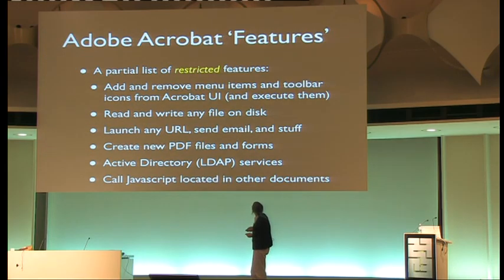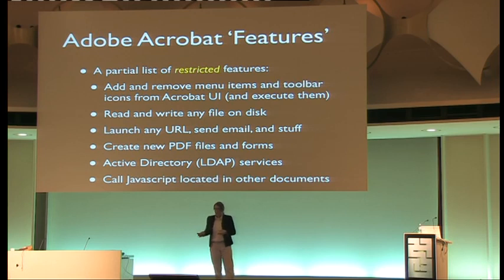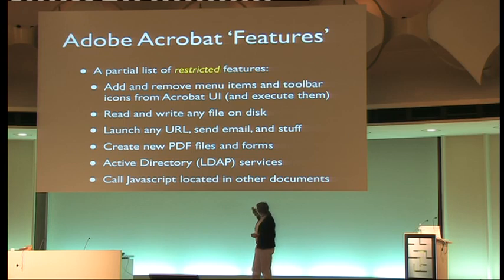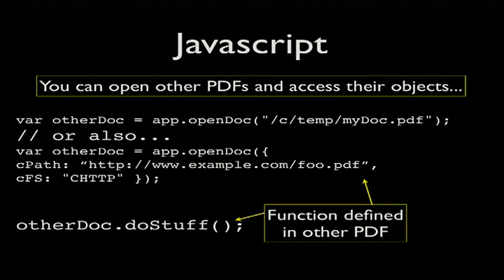So, in older versions, like 1.5, there was a whole bunch of stuff you could do from the JavaScript that's a bit more restricted now, quite restricted. Add and remove menu items from the program and toolbar icons. Send click events to them, so you could add a menu item and click on it. Read and write files on disk. Make arbitrary network connections. Send email. Call JavaScript in other documents. It's interesting, the code to do it looks kind of like this. You can either read it off the local system or off a URL and then just call some function that's defined in some JavaScript blob inside of one of those.